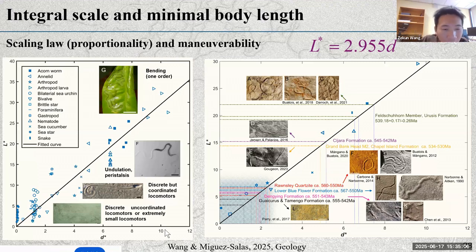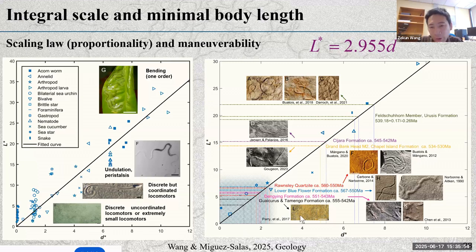For animals with discrete, uncoordinated locomotors or extremely small locomotors, like some foraminifera or sea urchins, they have very small characteristic locomotor lengths compared to the body width or body size. Therefore, they have very small integral scale. They have the highest maneuverability. Then followed by animals with discrete but coordinated locomotors like some arthropods. Then followed by animals using undulation, peristalsis, or one-order bending for locomotion. So actually, as you can see, these two parameters characterize the maneuverability of the tracemaker, which is determined by the size of its locomoting units.